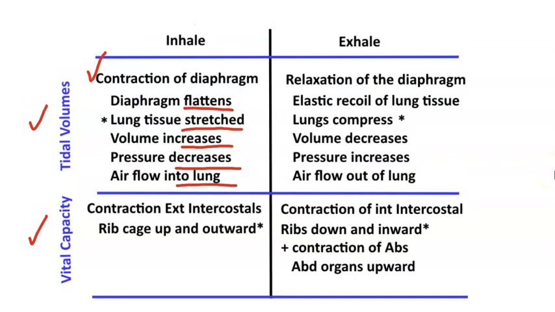It is possible to add to this process a contraction of the external intercostal muscles, pushing the rib cage up and outward, and this further stretches our lung tissue, further increases lung volume, and reduces the pressure with a greater inflow of air into the lung.